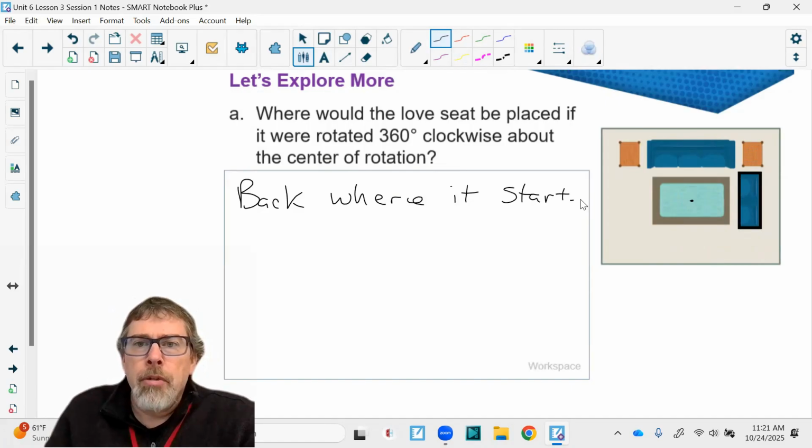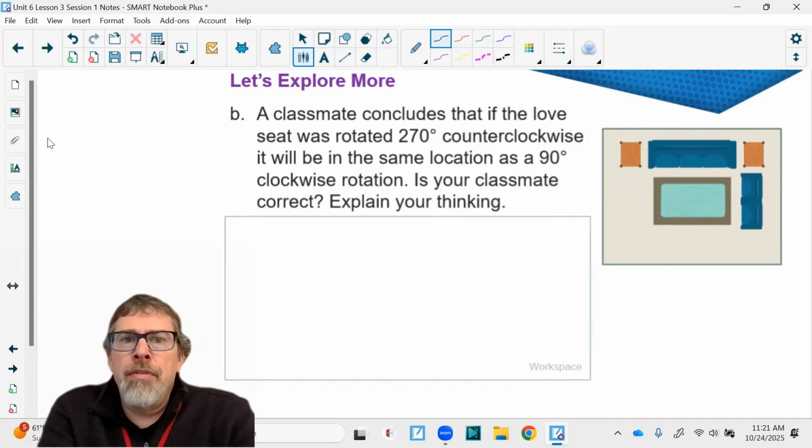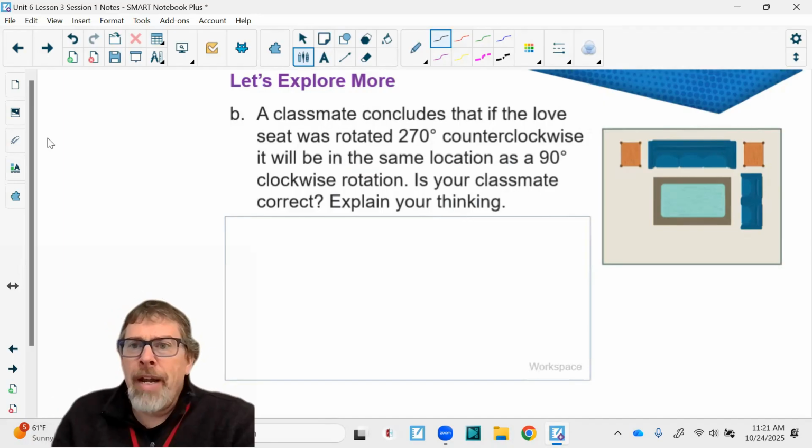Okay, it would be in the same exact location. A 360-degree rotation puts us back to where we were. My classmate concludes that if the love seat was rotated 270 degrees counterclockwise, it will be the same location as 90 degrees clockwise. Is your classmate correct?